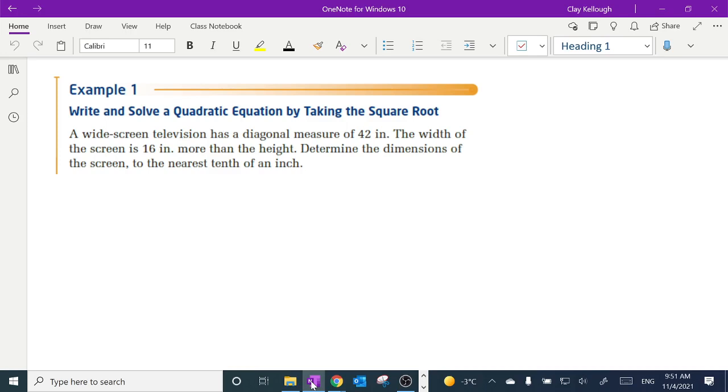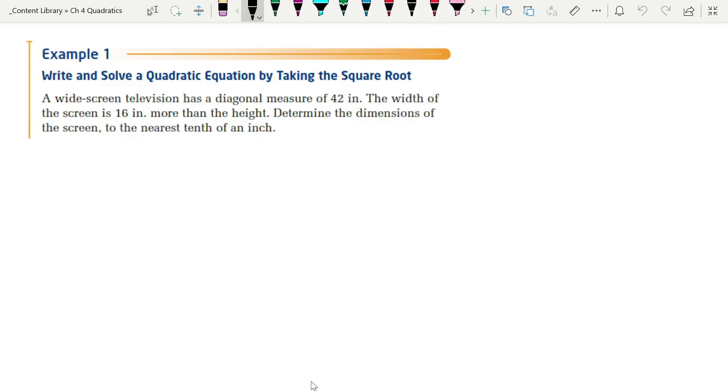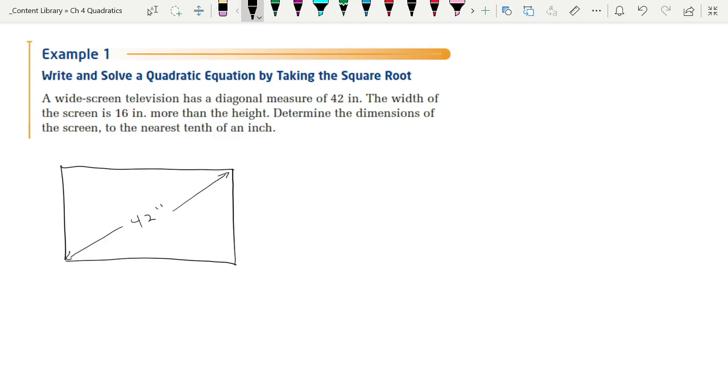So the first thing I want to do with this is make a diagram. So here's my television screen. And my diagonal, which is, by the way, the number that they always give you when they're selling you the television. When you look at the ad, it says it's a 42-inch television. That means its diagonal distance. Why do they use this instead of length and width? Because it's always a bigger number than the length, so it makes it look like a bigger TV when they sell it to you, right? So the width of the screen is 16 more than the height. So if this is the height, this is height plus 16.